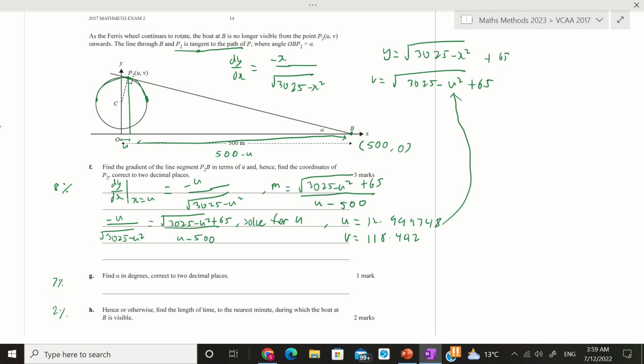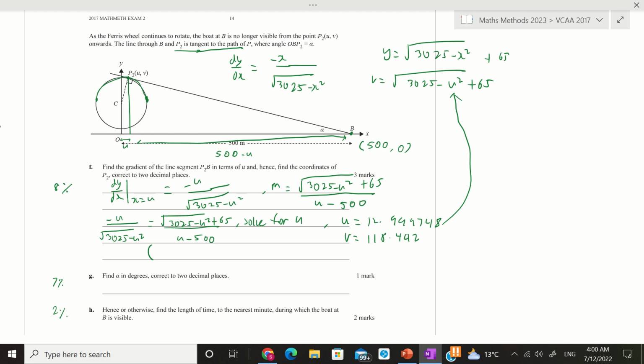All we really had to do was find the gradient first in terms of u, right? Because obviously we need to realize that this line from P2 to B did represent the gradient of the circle at that point u. We needed to know that there was a relationship between the equation we got from part E and what we're doing now in part F. Once we got that, all we had to do was use the basic gradient formula, y2 minus y1 over x2 minus x1, to find our coordinates. Hopefully you guys managed to understand everything from that, but do let me know if you have any questions.